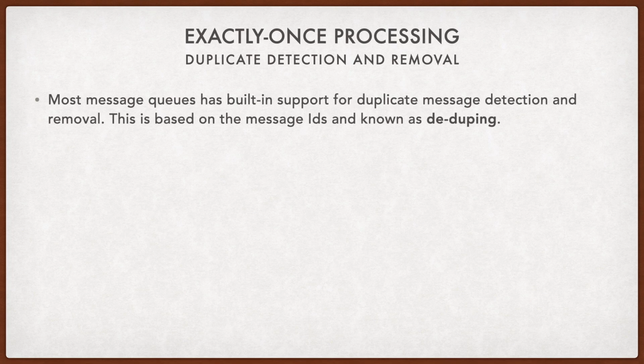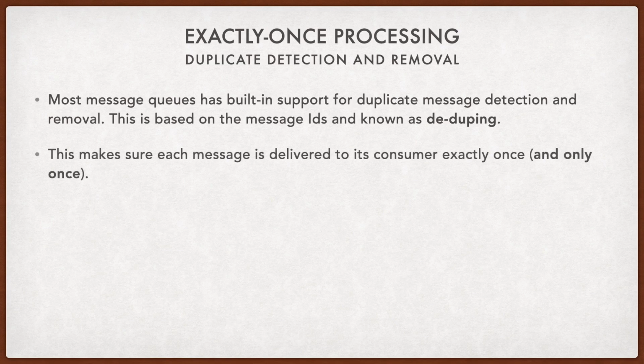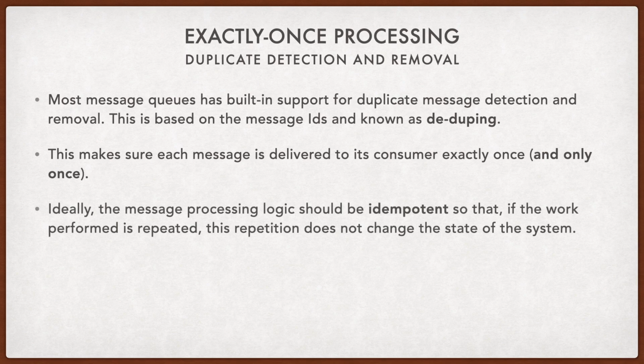Most message queues have built-in support for duplicate message detection and removal. This is based on the message IDs and known as deduping. This makes sure each message is delivered to its consumer exactly once, and most importantly, only once. Ideally, the message processing logic should be idempotent so that if the work performed is repeated, this repetition does not change the state of the system.